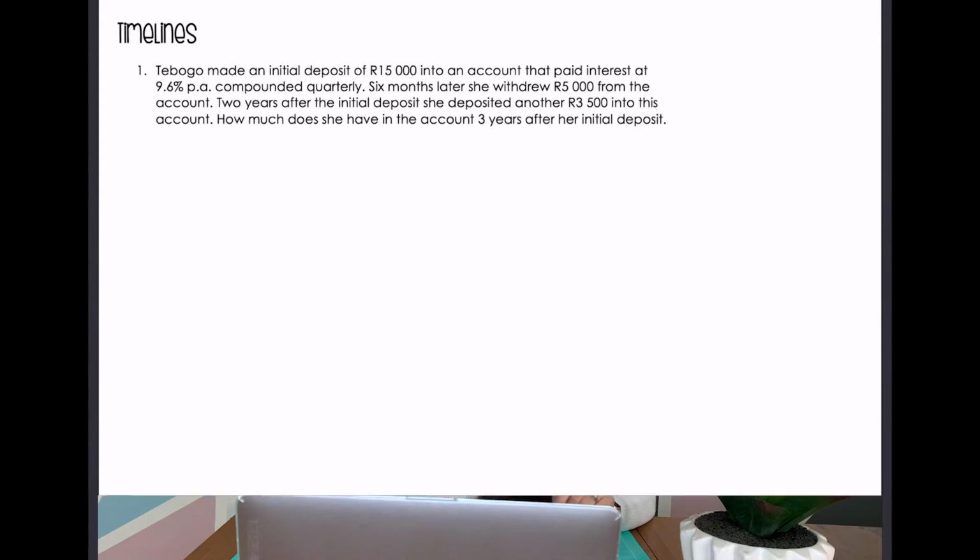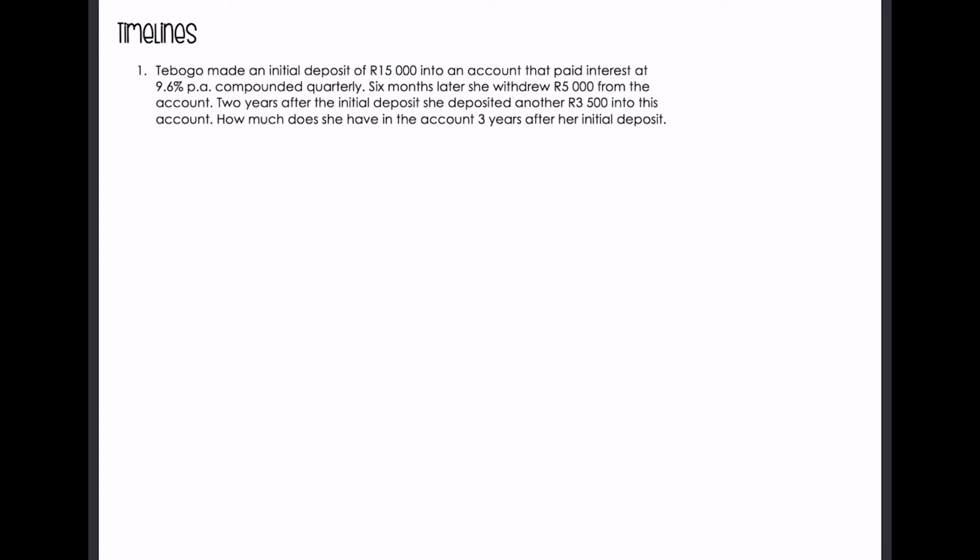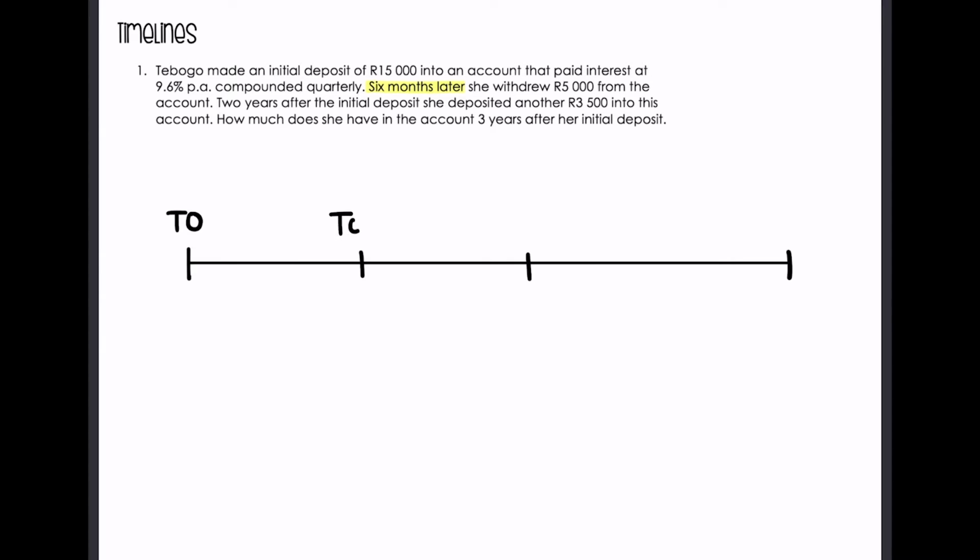So I have 4 sticks in total. Now what I'm going to do is simply draw my number line with 1, 2, 3, 4 sticks. So I have term 0, that's where we started. Then 6 months later is term 0.5 or term a half. Then 2 years after the initial deposit.